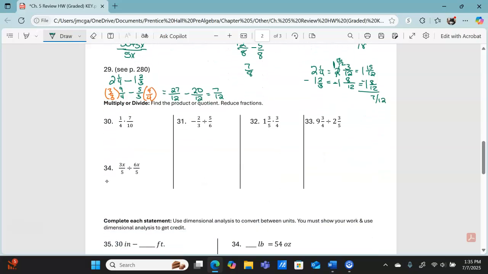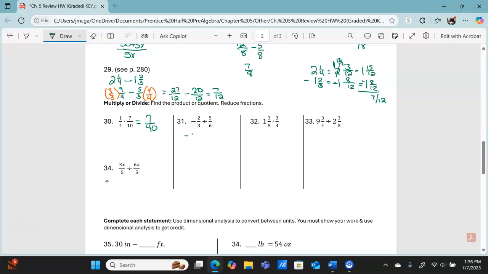Number 30 through 34, we are multiplying. Remember that when you multiply, check numerators and denominators and see if you can reduce anything. In the first one, nothing will reduce. 7 and 10 won't reduce. 1 and 4 won't reduce. 4 and 7 won't reduce. And 1 and 7, 1 and 10 won't reduce. So we simply multiply across. 1 times 7 is 7. 4 times 10 is 40. And we are done with that one.